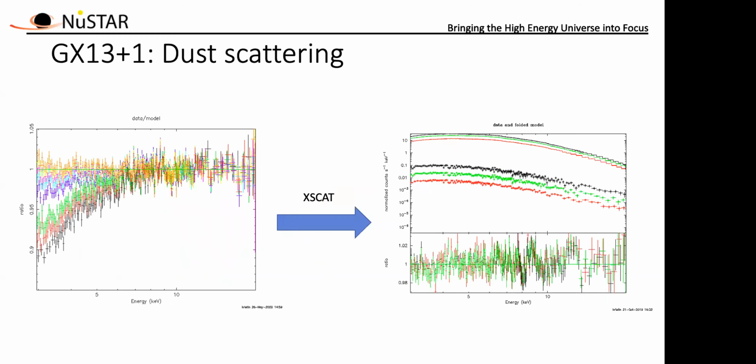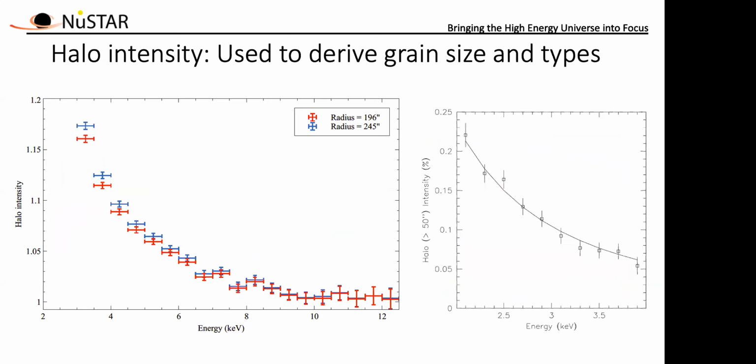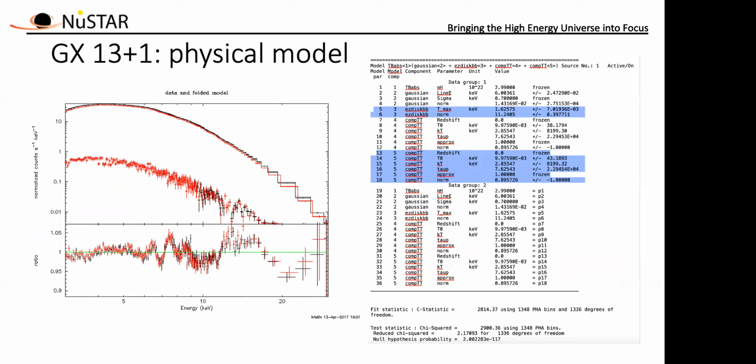So, dust scattering. You can use what's called XSCAT. If you apply XSCAT, it's actually very simple. The input is the distance, where you say there's a dust sheet somewhere here, and this is the grain type. If you do that, you can correct all of these curves, the spectra. You correct the spectrum with XSCAT. Applying that, I could remove the dust scattering influence on the spectrum. Then I can derive halo intensity and size from that.